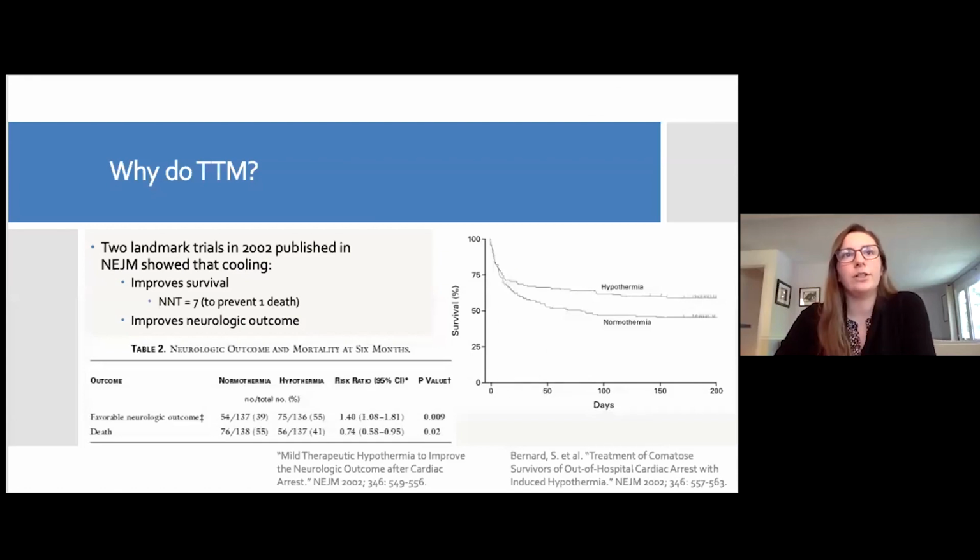Why do we do targeted temperature management? So in 2002, there were 2 landmark trials published in New England Journal that showed that cooling improves survival and improves neurologic outcome.